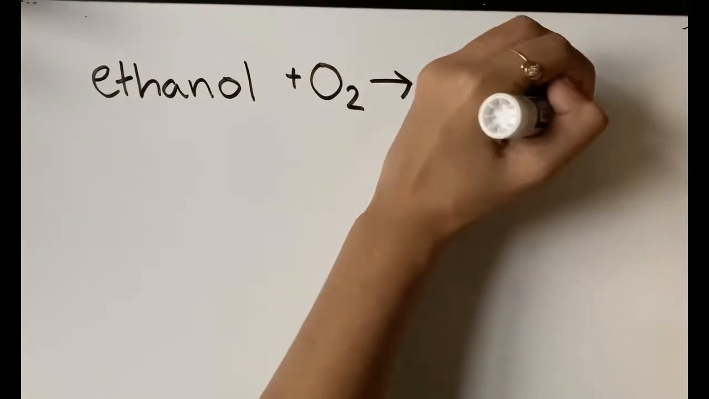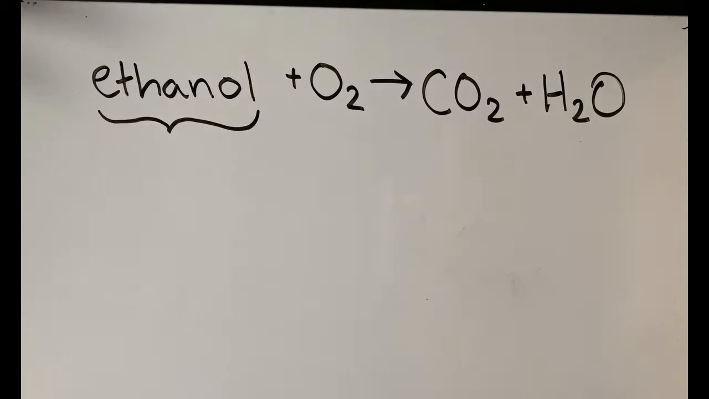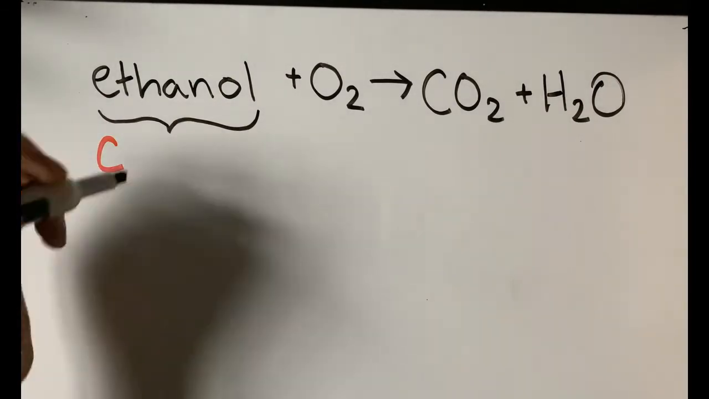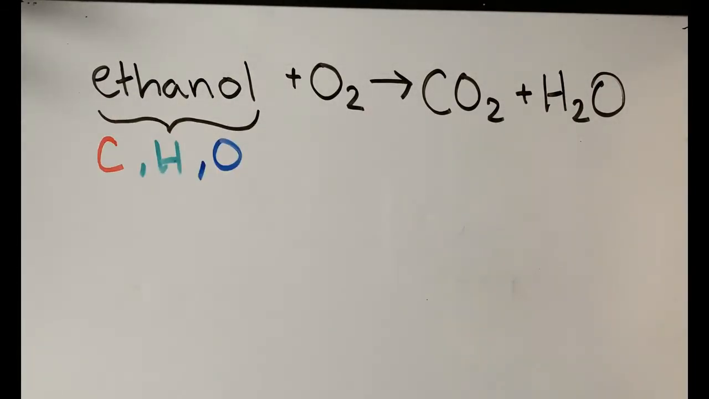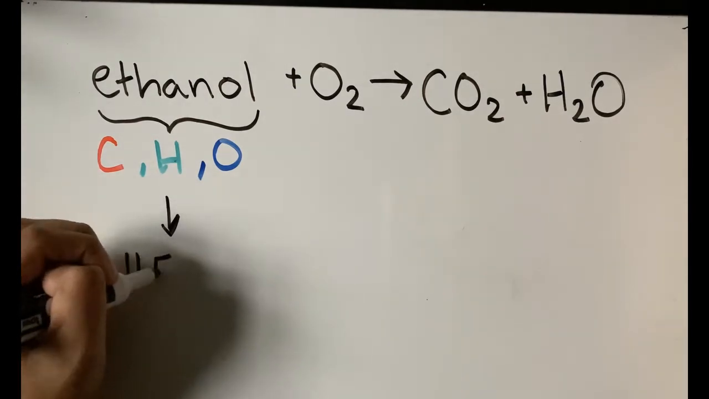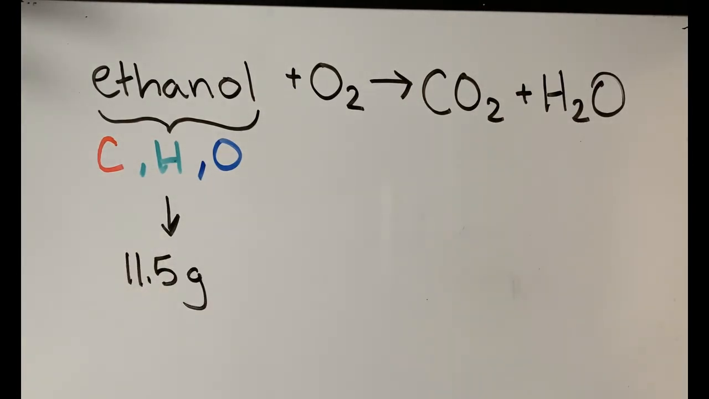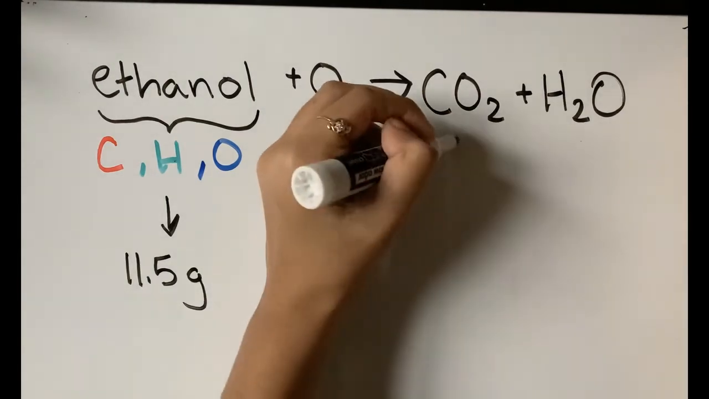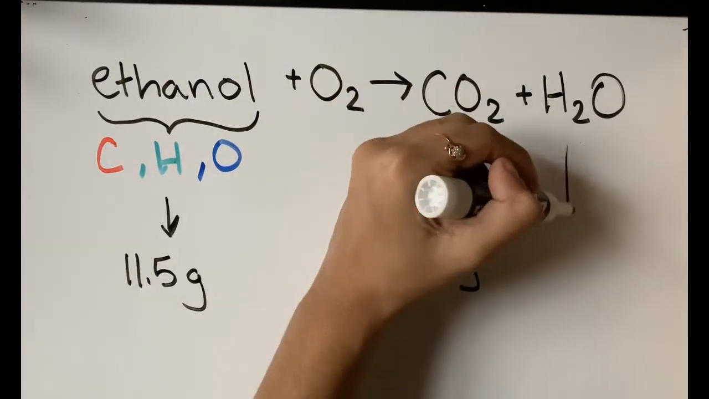Let's do an example with ethanol. When ethanol is burned, it creates CO2 and H2O. So we know that it contains C, carbon, H, hydrogen, and O, oxygen. We're assuming all the oxygen in the products isn't accounted for by the O2 that's added to the ethanol. Let's say that this combustion process used 11.5 grams of ethanol and produced 22 grams of CO2 and 13.5 grams of H2O.